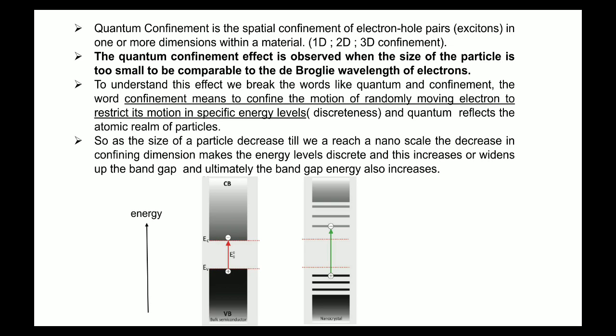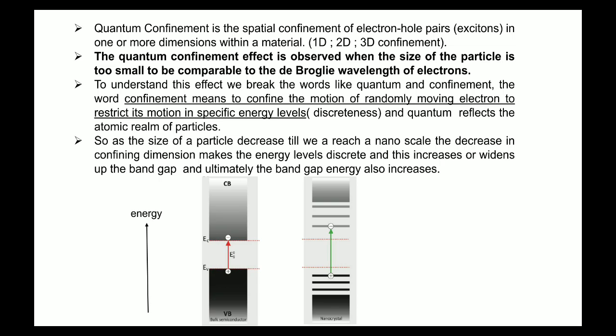This is one effect, one thing. And the second thing is what? The band gap is increased. So the band gap of the material which is present in the bulk semiconducting material has now increased when the size of the semiconducting material goes to a zero dimensional quantum dot material.